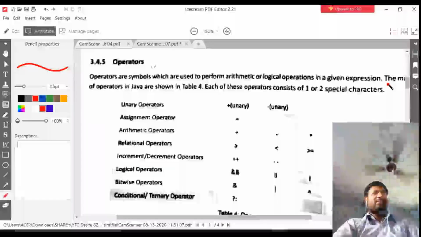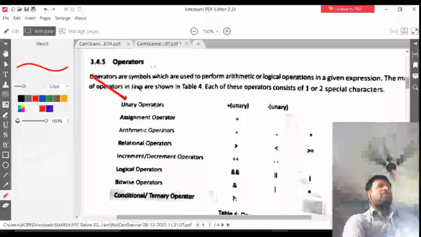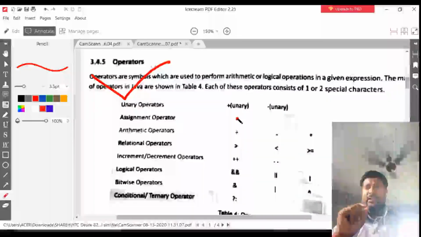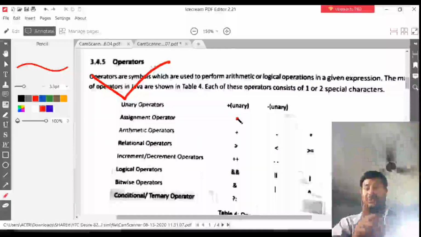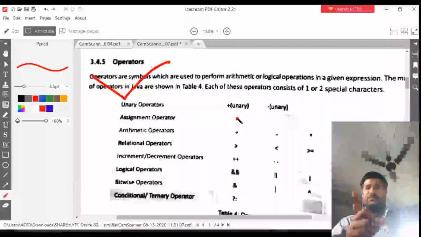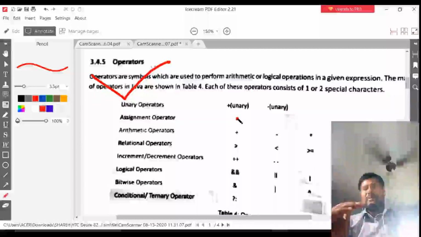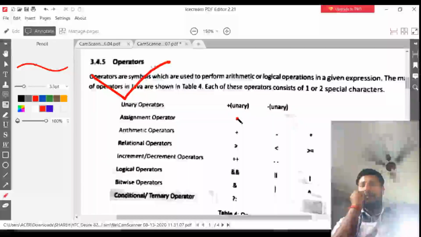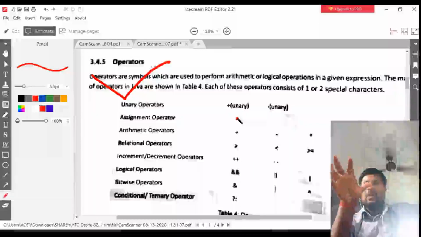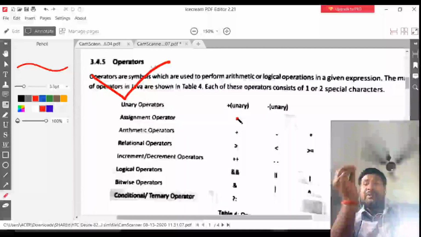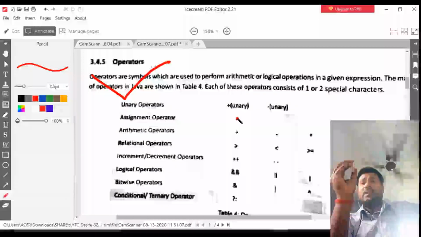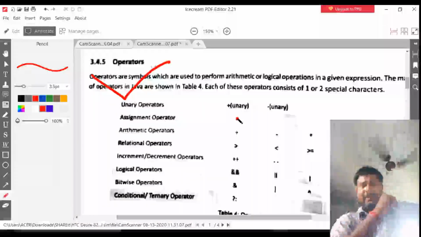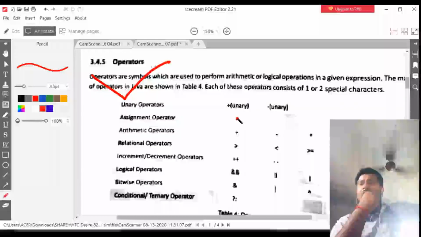Next one is operators. Sorry, the sequence was not in the proper order. So what are operators? Operators are the symbols which work on operands. If you add 2 plus 3, you get the answer 5. So 2 and 3 are called operands. The operator works on operands.